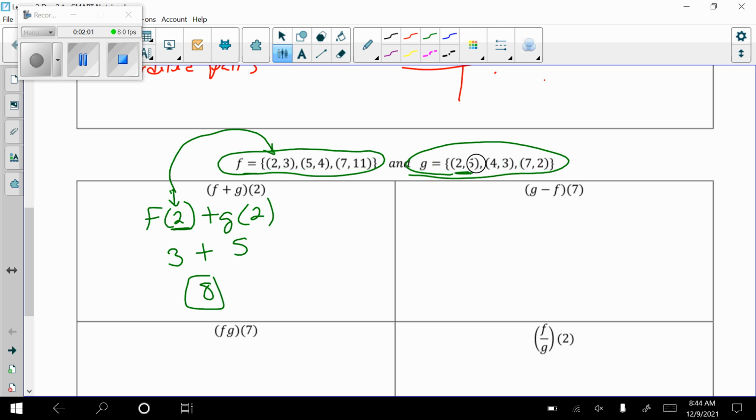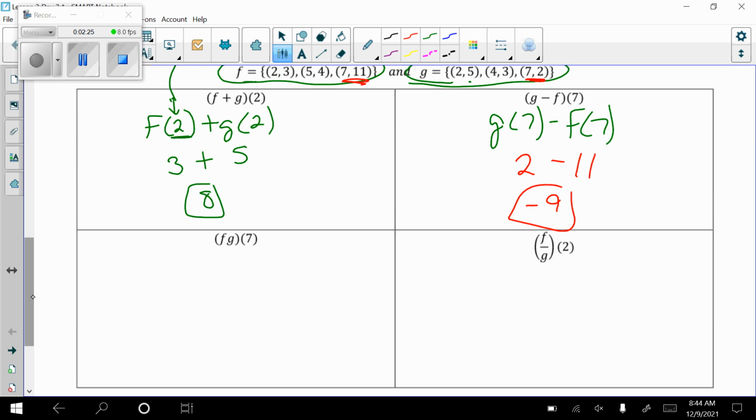Okay, let's do this again. We've got g of 7 minus f of 7. Now I'm looking for 7. g of 7 is 2, and f of 7 is 11. 2 minus 11 is negative 9. Let's do multiplication. I have f of 7 times g of 7. It's the same numbers, so I'm just taking 11 times 2, which is 22.